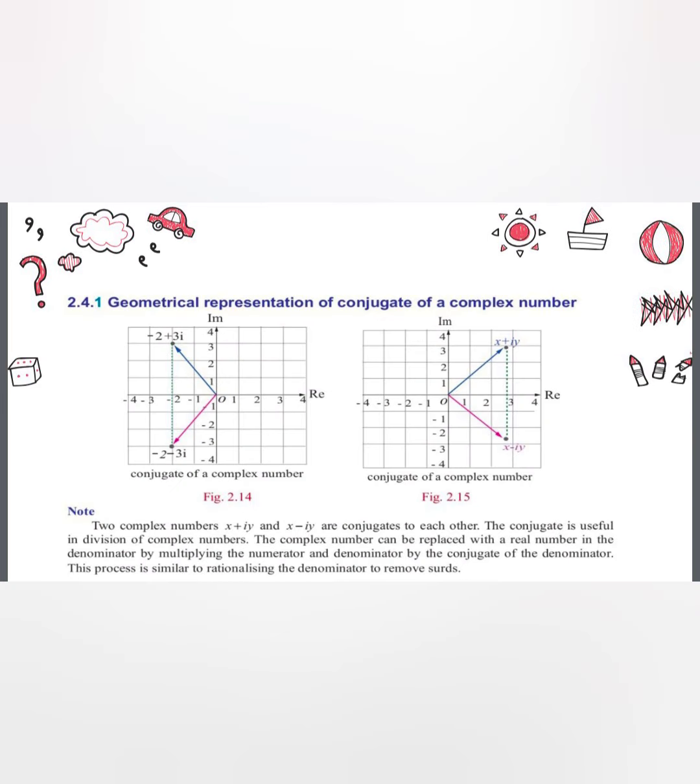Okay. Now, the geometrical representation. Two complex numbers x plus iy and x minus iy are conjugate to each other. The conjugate is useful in division. That is, division of a complex number and its conjugate are more or less the same.